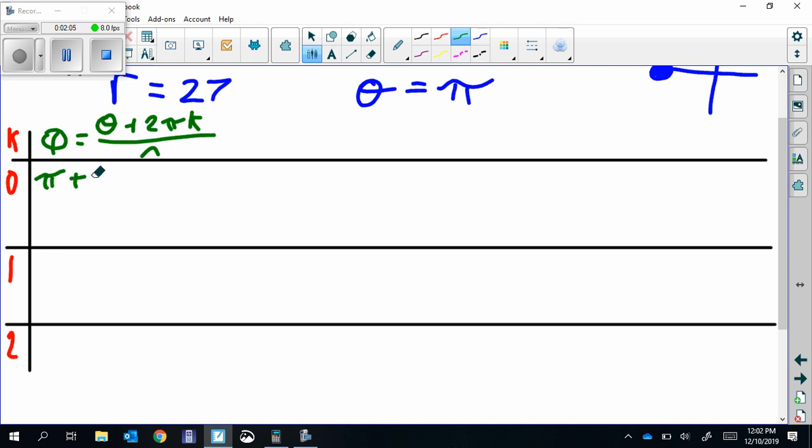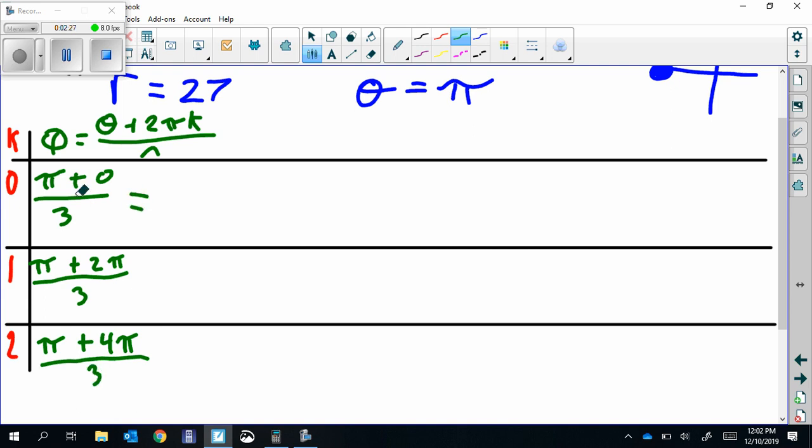So theta is pi, so we're going to do pi plus 2 pi times 0 over n, which is 3. Then we're going to do pi plus 2 pi times k is 1, so 2 pi over 3. And then we're going to do pi plus 2 pi times 2, which is 4 pi, all over 3. So these are pretty easy. We get pi over 3, 3 pi over 3, which is just pi, and 5 pi over 3.